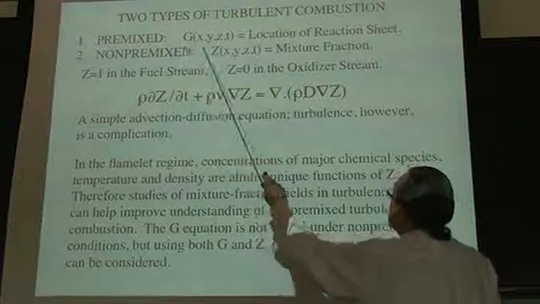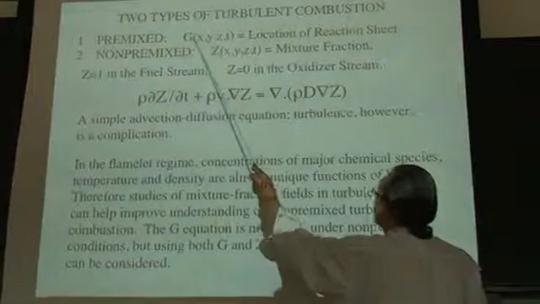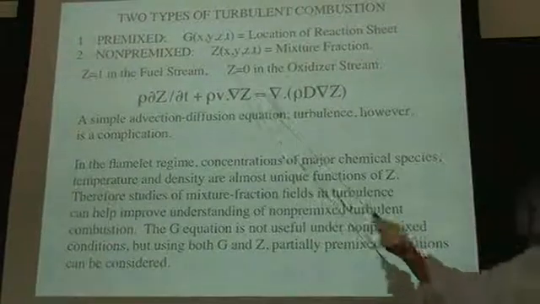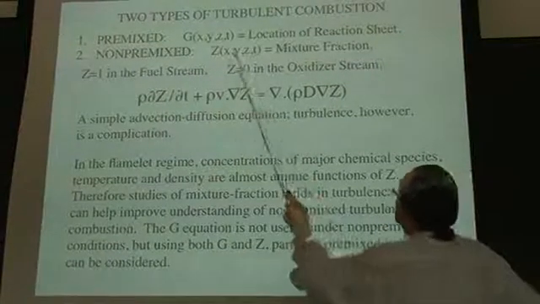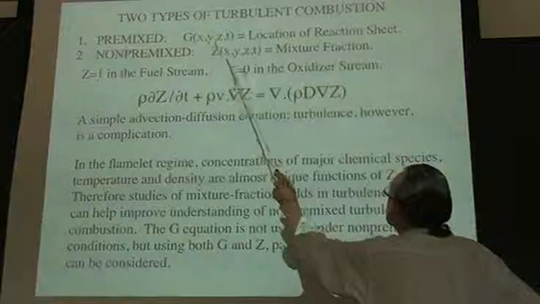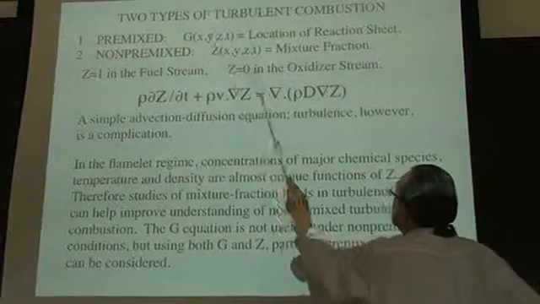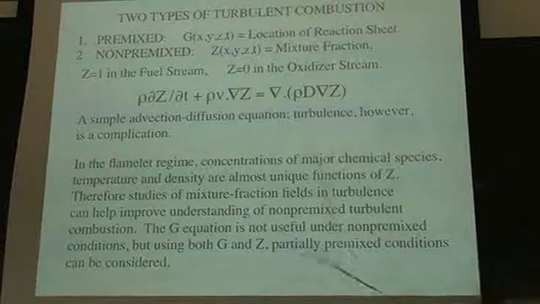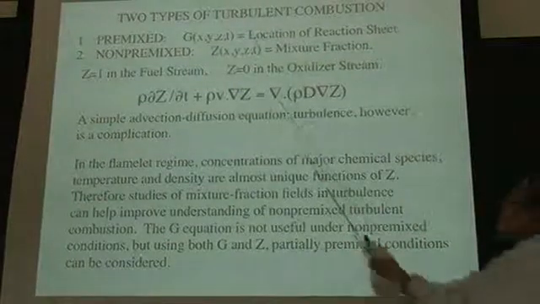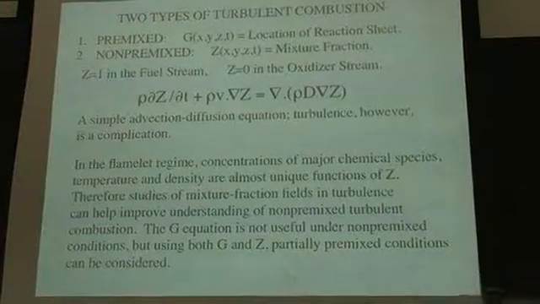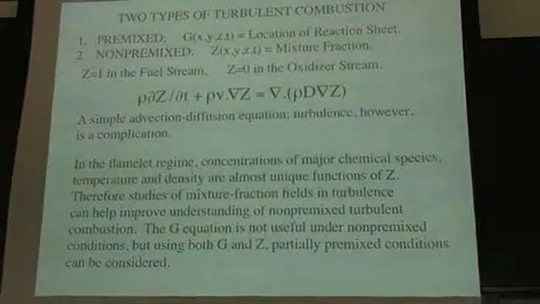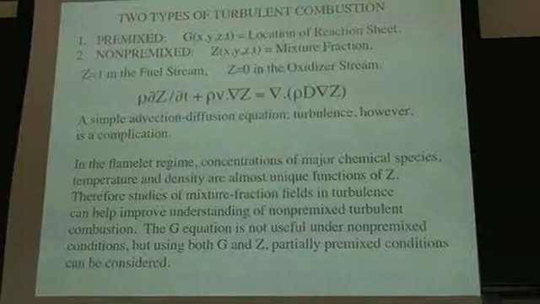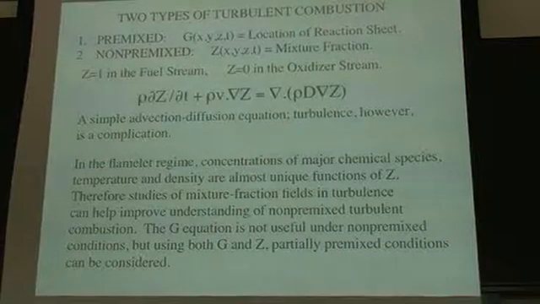In these flamelet regimes, when it's premixed, there is a reaction sheet, and so G of some function of x, y, z, t equals 0 would be the location of the reaction sheet. So I should have put equals 0 there.